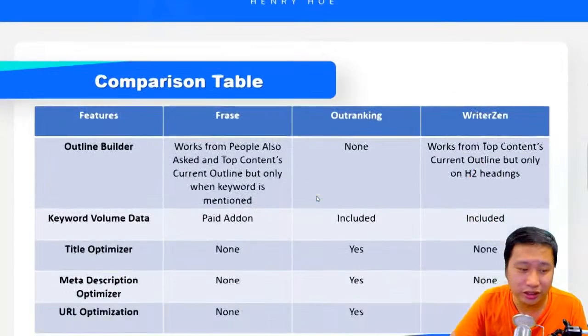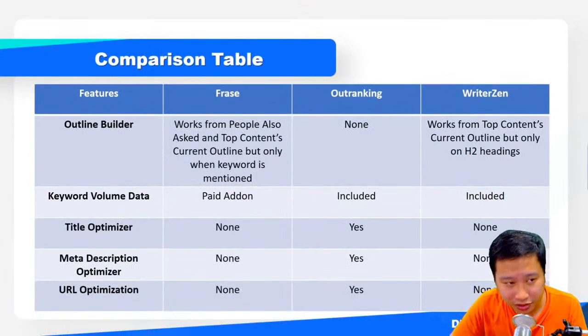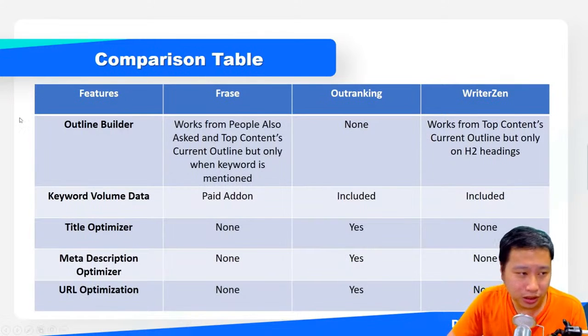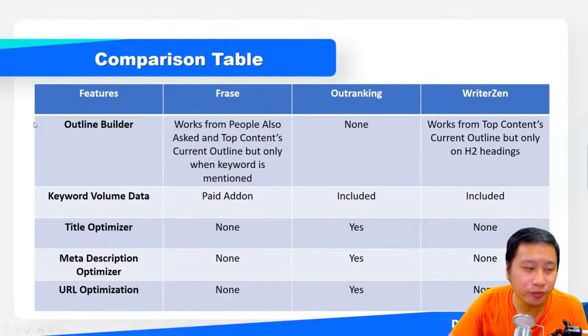And after testing out all these three different tools, this is a comparison table that I've come up with based on features that I realized I need when I'm writing. So with the outline builder, Phrase works from People Also Ask and the top content's current outline, but only when the keyword is mentioned. So what do I mean by this?